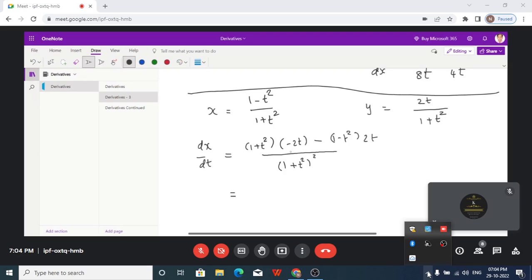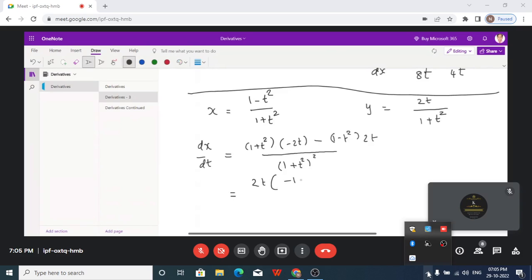The derivative of 1 will become 0. Yes, sir, 0. So 0 minus 2t, isn't it? Oh, yes, sir. Okay, so that's 0 minus 2t. Similarly, this one is 1 minus t square into d by dt of 1 plus t square, which is 0 plus 2t. So that is 2t. Now, 2t is common in both. Similar to the last problem.